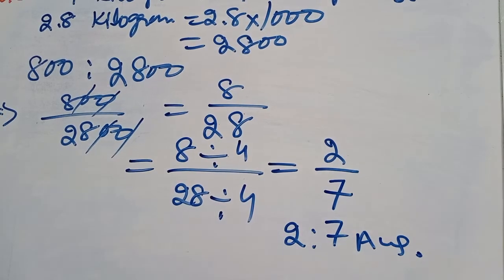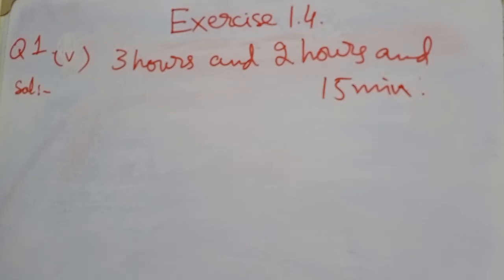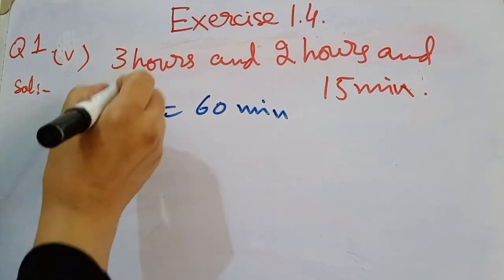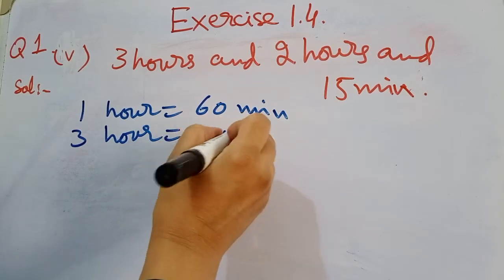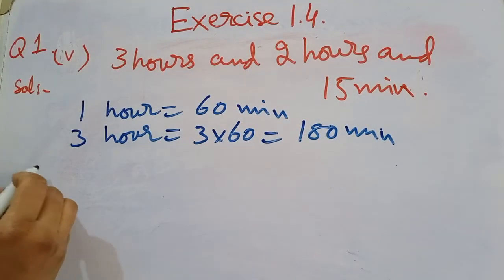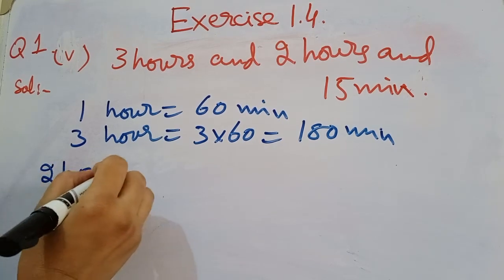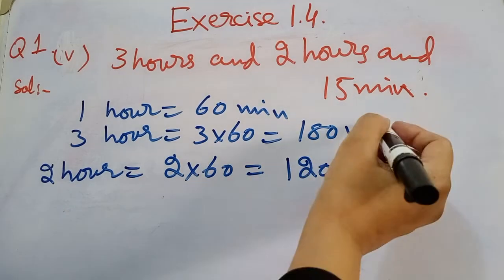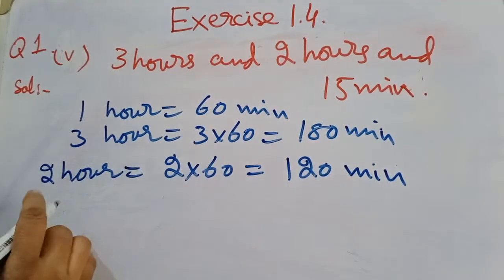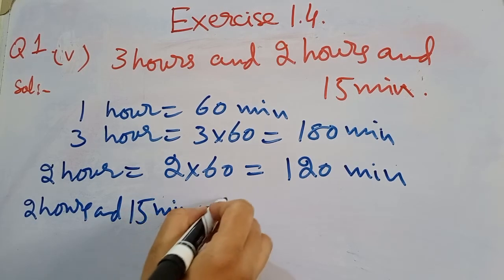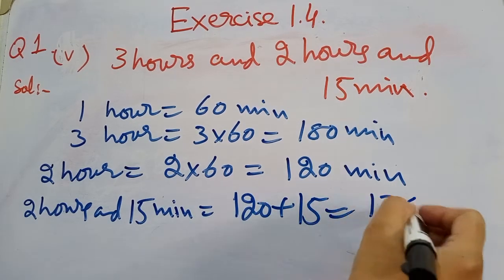This is our answer. Fifth part of question number 1, we have to find the ratio between 3 hours and 2 hours 15 minutes. We know that 1 hour is equal to 60 minutes, and 3 hours is 3 multiplied by 60, equal to 180 minutes. Next, we transform 2 hours and 15 minutes into minutes. 2 hours is 2 multiplied by 60, equal to 120, and adding 15 minutes, 120 plus 15 is equal to 135 minutes.